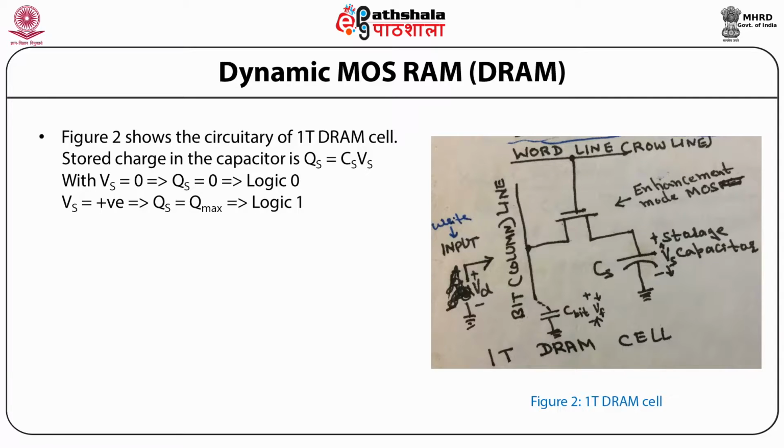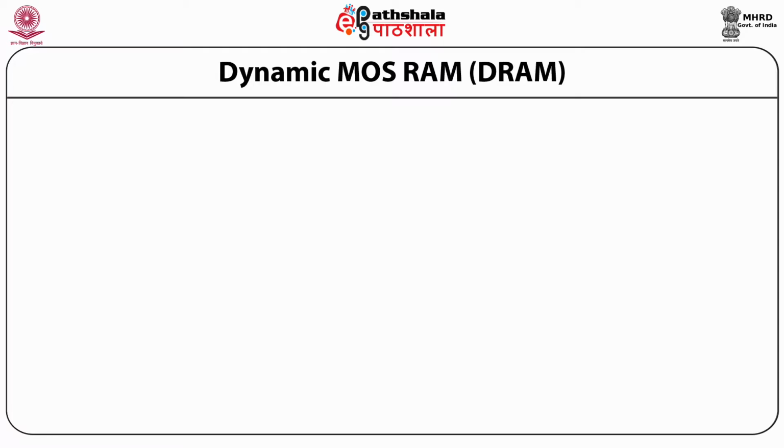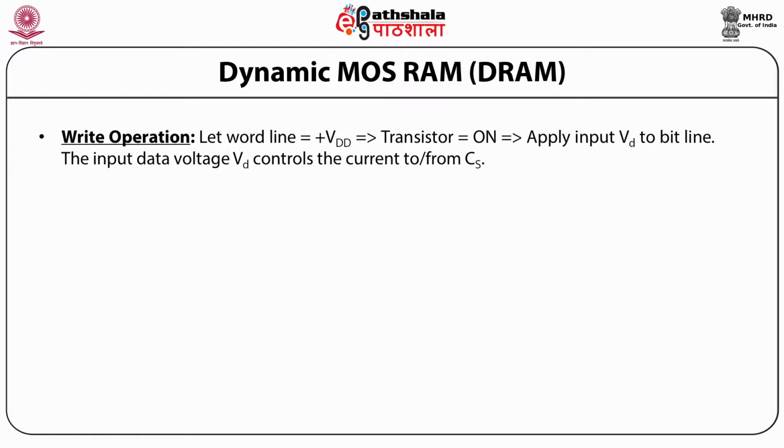So with Vs equal to 0, it implies Qs equal to 0, which is the logic 0. When Vs is positive, it implies Qs equal to Qmax. This is logic 1. Let us discuss now the write operation for it. Let the word line equal to plus VDD, which means the transistor is on.